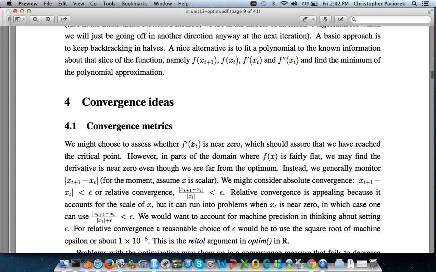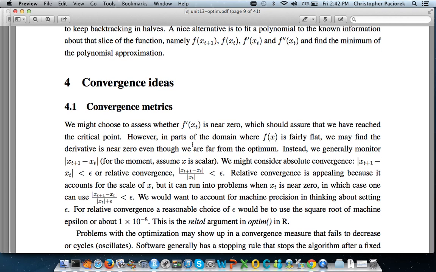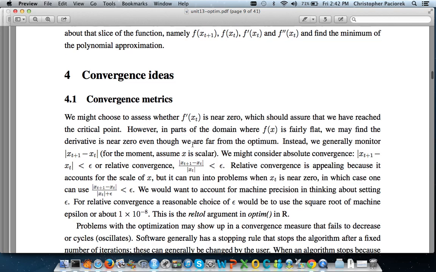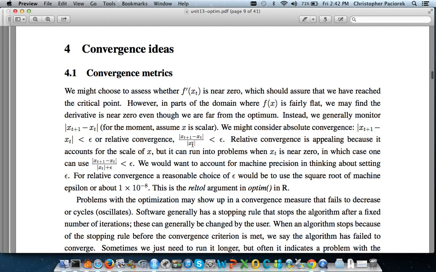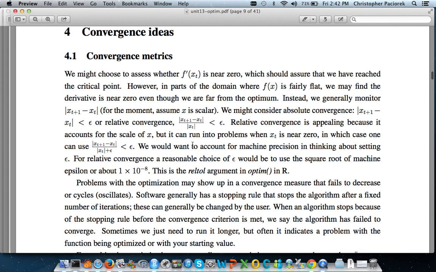Just a question on the notation. When you have the epsilon in the denominator, is that the same value of the epsilon you're comparing against, or is that two different epsilons? Same value. Okay. Yeah. So one thing that often gets used is to take epsilon to be the square root of machine epsilon, so about 1 times 10 to the minus 8. That's the default in R's optim function.